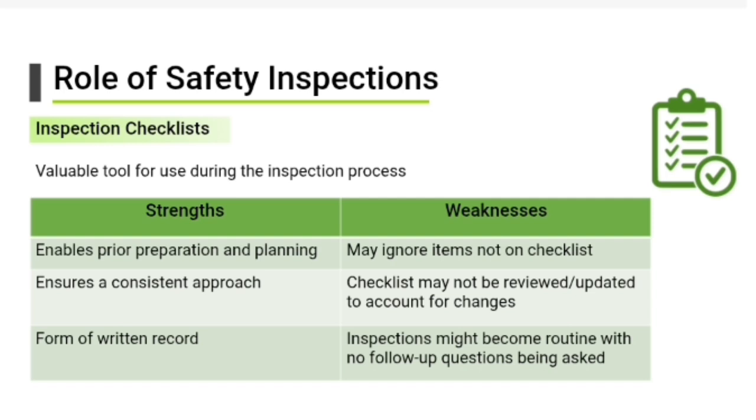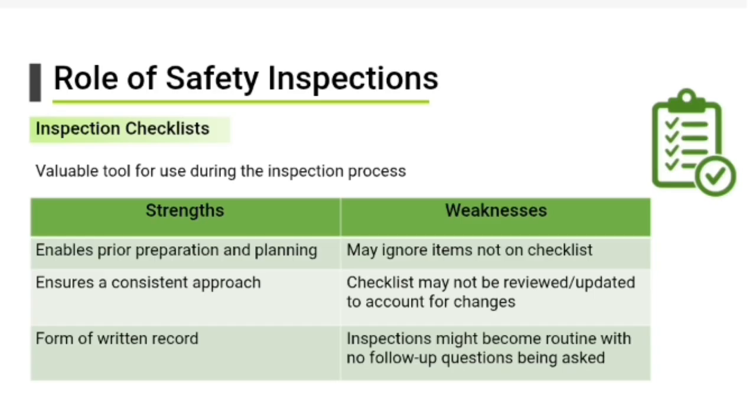While inspection checklists offer notable advantages, they also come with inherent weaknesses that need consideration. One limitation is that they may inadvertently overlook items that are not explicitly included in the checklist. This can be a significant drawback if emerging hazards or specific risks are not anticipated and listed. Additionally, the effectiveness of checklists relies on their regular review and updating to reflect changes in the workplace environment. If checklists become outdated and fail to evolve with evolving processes or regulations, they can become less relevant and comprehensive over time.